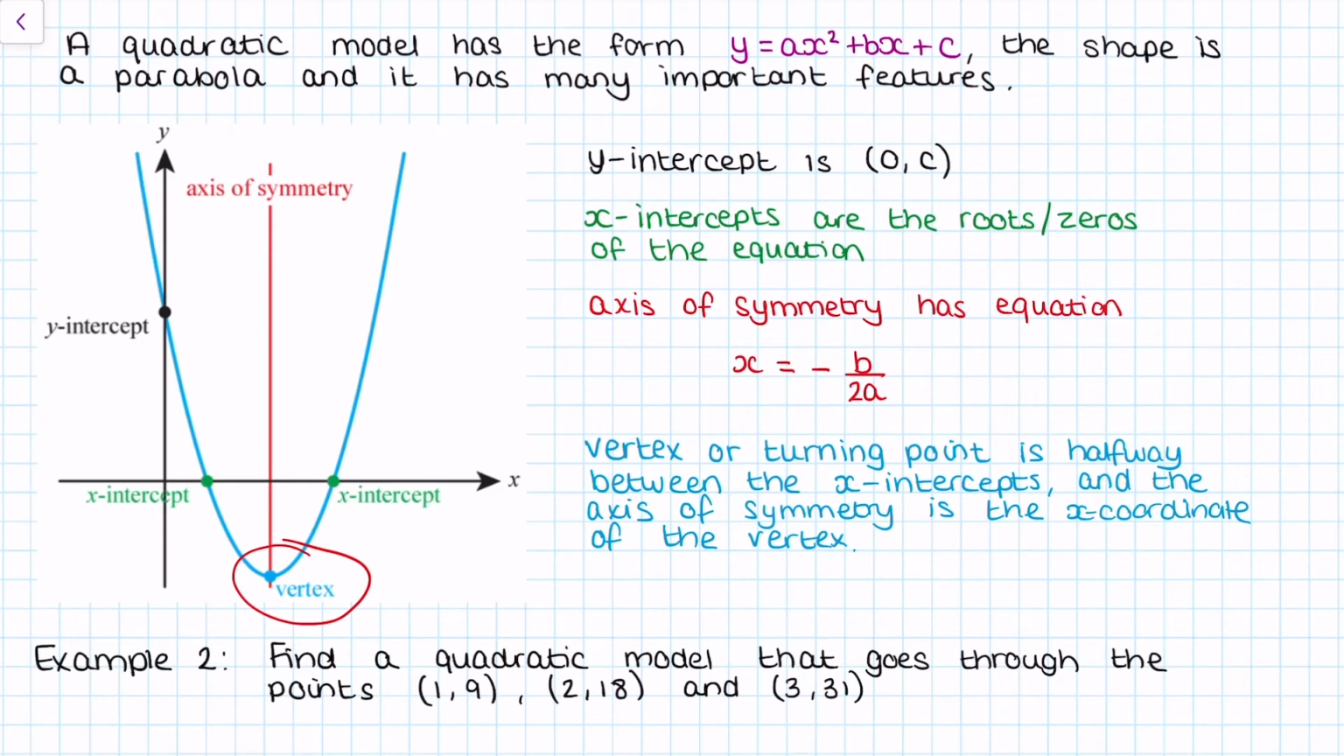The vertex or turning point is halfway between the x-intercepts, and the axis of symmetry is the x-coordinate of the vertex. Now once again, just to go back to the axis of symmetry, you have to write the equation x equals. You can't just write the x value, you have to write x equals and whatever that value is.